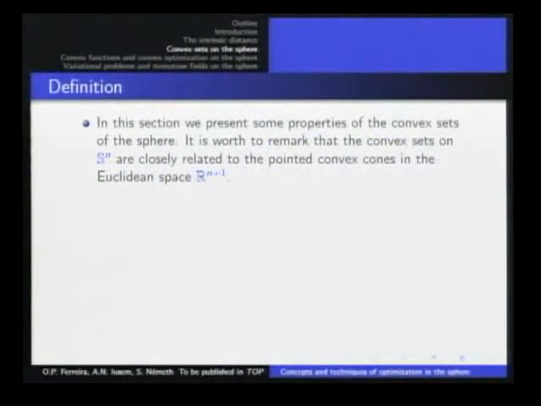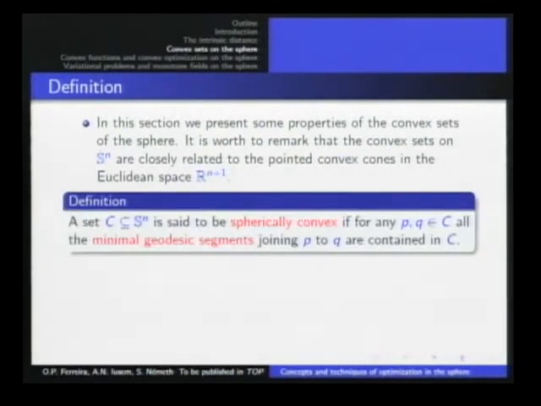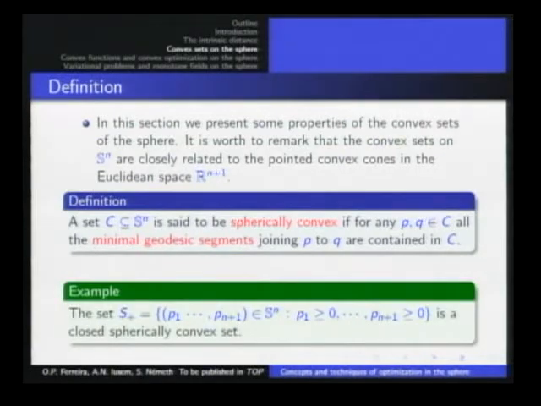Okay, so we continue. And now we move to convex sets in the sphere. They are very much related to pointed convex cones in Euclidean space. A set is said to be spherically convex, exactly as with the definition of Miroslav, meaning that for any pair of points, the minimal geodesic segment which joins both points is contained in the set. And for instance, the intersection of the sphere with the non-negative orthant of R^(n+1) is convex.